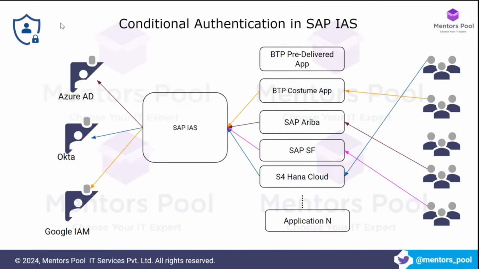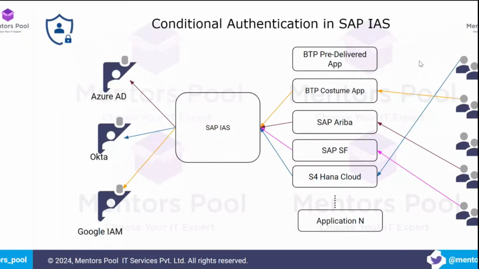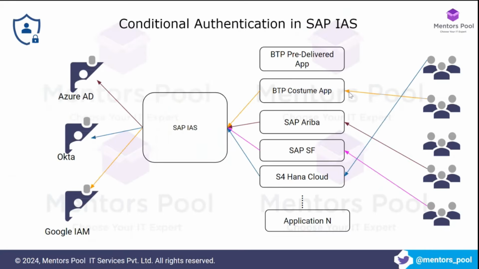Conditional authentication, this was what I was talking about. Let's say you have multiple identity providers in the landscape, and multiple applications. These users should be able to authenticate to S4 HANA, but you want S4 HANA users to authenticate using Okta, right? So here you have to do configuration. You have to onboard Okta, you have to onboard S4 HANA, and configure that this user can authenticate with Okta. Again, on top of it, you can implement risk-based authentication also to make it more secure.